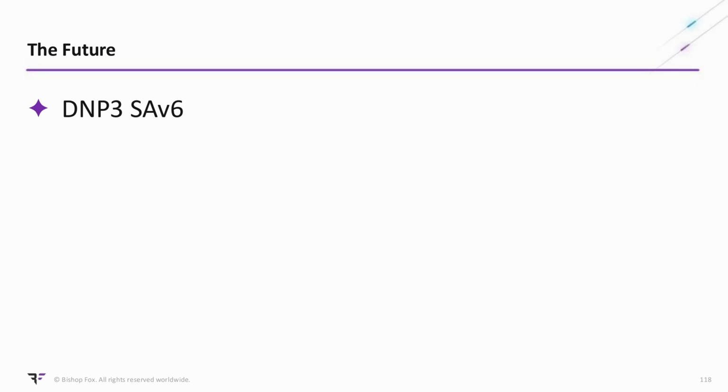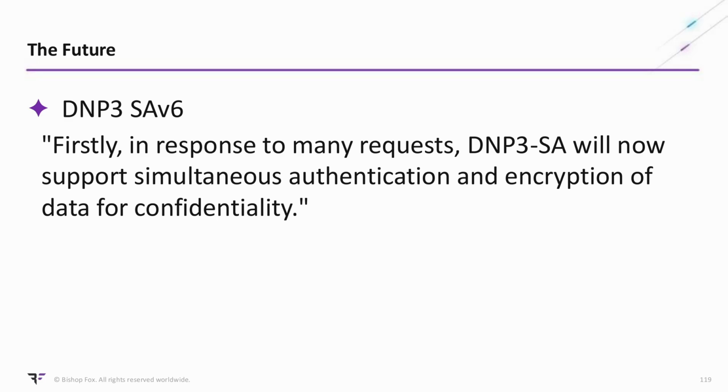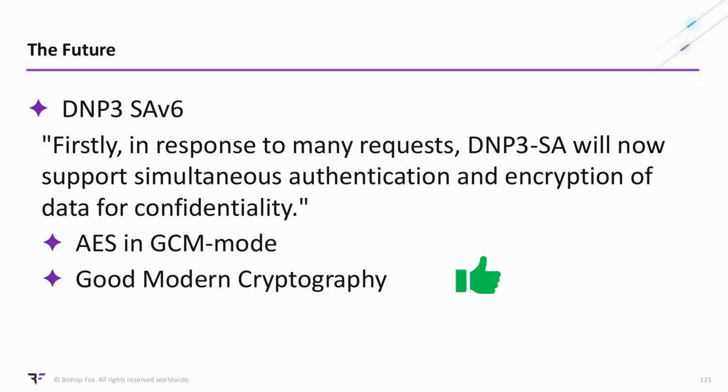So let's talk a little bit about the future. There is a thing called DNP3 Secure Authentication v6. I have been ever so lightly involved in this. I had nothing to do with the design of it, but early on I sat in on some meetings. You can see even from the statement on the announcement website that this offers authentication and encryption for data confidentiality. That's a good thing. As well as some stuff that's just good modern cryptography, like AES in GCM mode, stuff that would make modern cryptographers really happy.